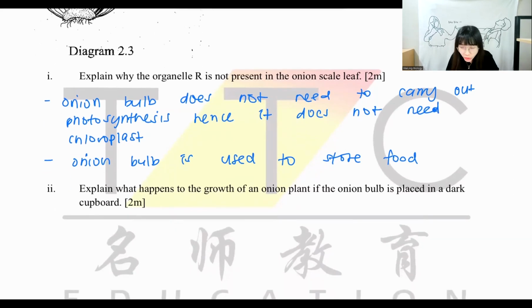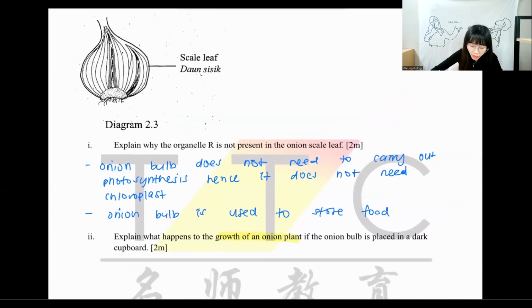Okay, now these two, you have to think about the answer. Explain what happens to the growth of an onion plant if onion bulb is placed in a dark cardboard. Okay, what happens to the growth of onion plant? Plant means that they will start to form leaf, right? So if they want to form leaf, the growth will become slower, because they will use up the sugar, the storage of the food in the onion bulb, and then the rate will reduce because the food is used to carry out germination to form new leaves.